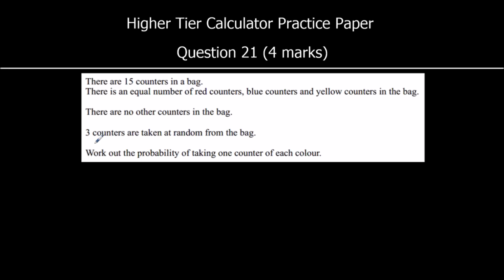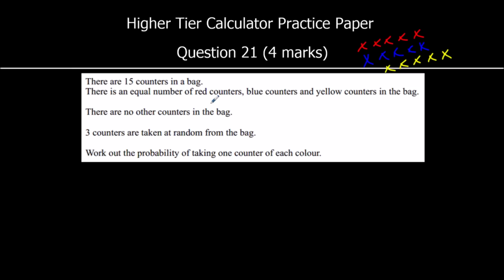And one for you to try, so pause the video and give it a go. There are 15 counters in a bag. There's an equal number of red, blue and yellow. So 5 of each. Five red, 5 blue, 5 yellow.